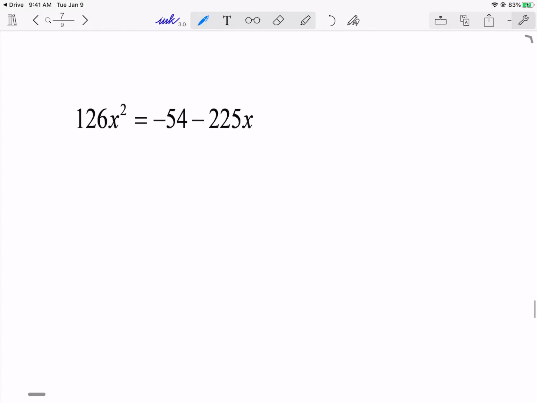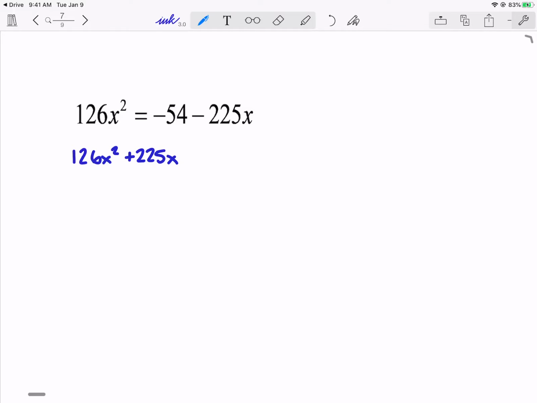All right, now I got a little bit bigger numbers. Still the same process. I'm going to add the 225x to get it to the left. I'm going to add the 54 to get it to the left. All that equals 0.